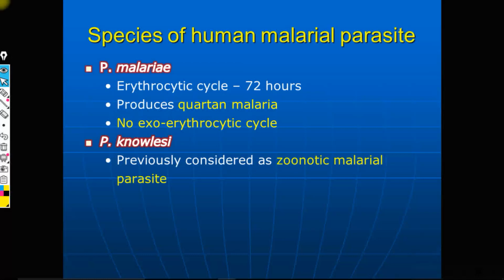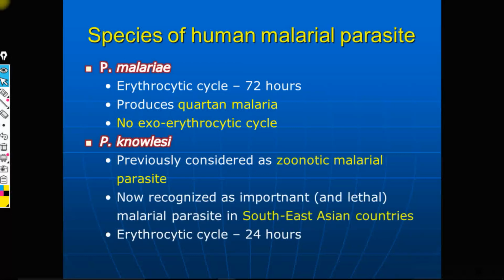But then we came to know that it is sometimes lethal and a very important malarial parasite in some regions, for example Southeast Asian countries like Vietnam and Malaysia. Sometimes it is lethal, so it is now recognized as a very important parasite. The erythrocytic cycle pattern is 24 hours.